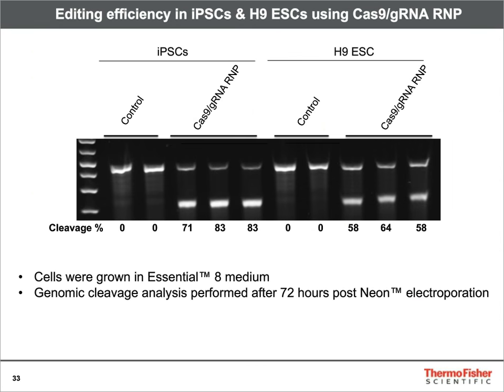This slide describes editing efficiency of RNP in ESCs and iPSCs grown in feeder-free condition, meaning cells were grown on Geltrex-coated plate in Essential 8 medium. In this experiment, single-cell suspensions were collected and electroporated with RNPs. As you can see, both iPSC and H9 ESC show high percentage of editing efficiency. In case of iPSC, we can achieve up to 83% editing efficiency, whereas H9 shows up to 64% editing efficiency.